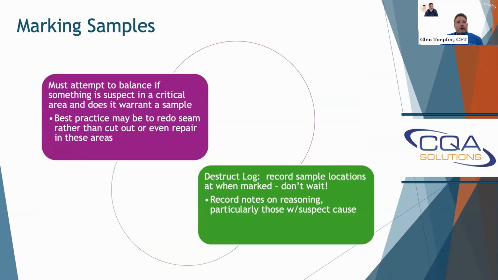Marking samples, again, it's a balance. If you've got a critical area, do you really want to cut a sample? I think there's other practices that can be done, maybe redo a seam if you can redo it without compromising the integrity. And then always on your destructive log, record locations when marked. Don't wait or you'll get confused, things will get missed. And then record your notes on the seaming or the reasoning, especially when you have your suspect causes.